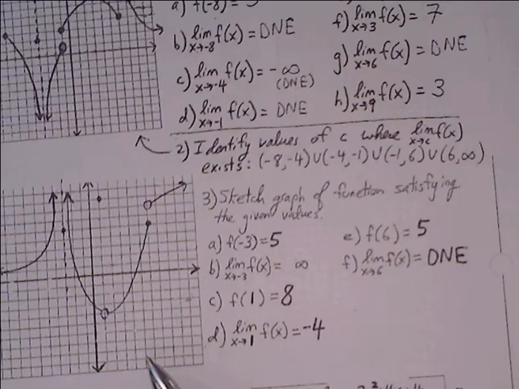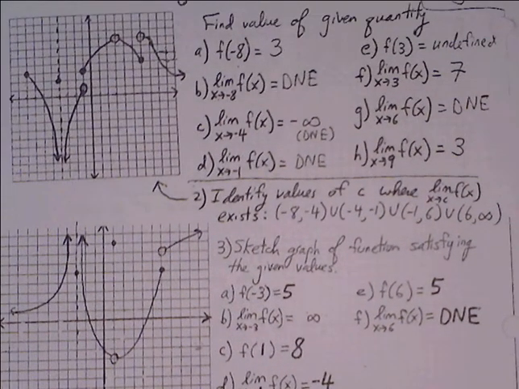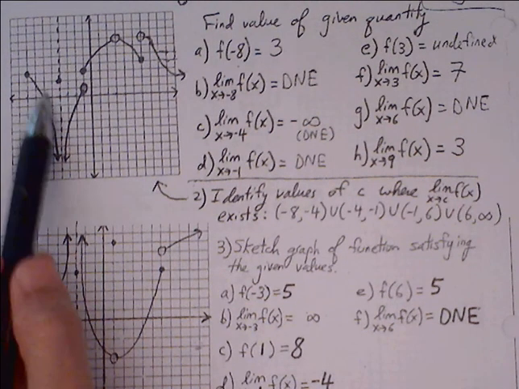For number 2, identify values of c where the limit exists. The limit is going to exist wherever the graph is connected.